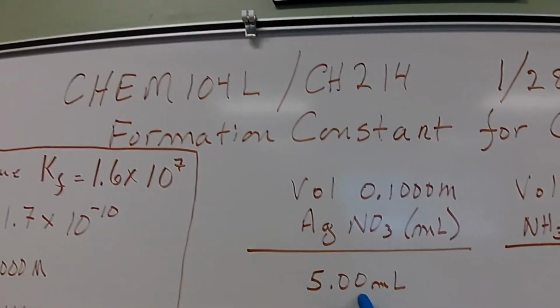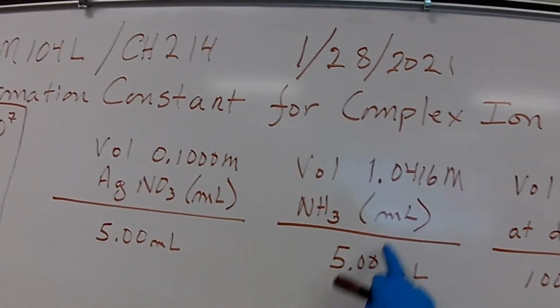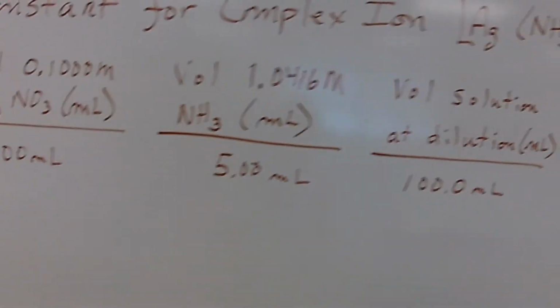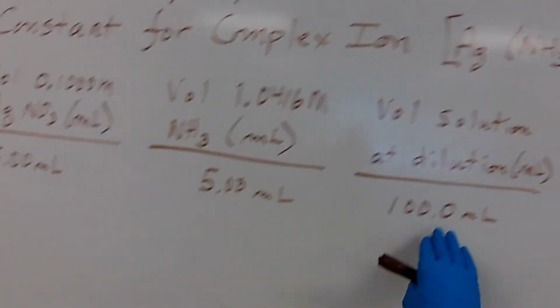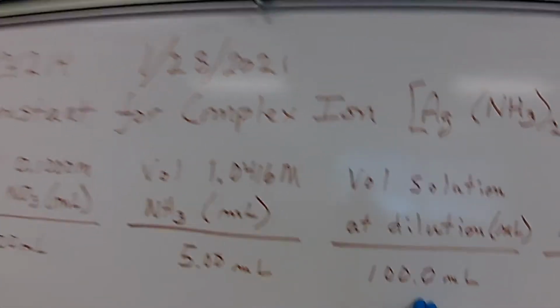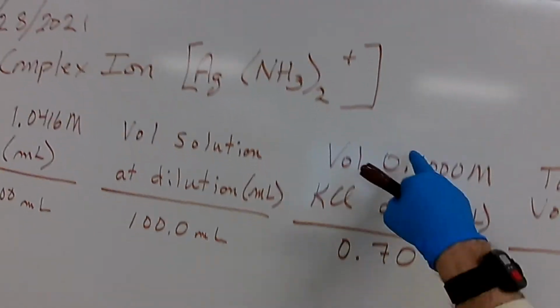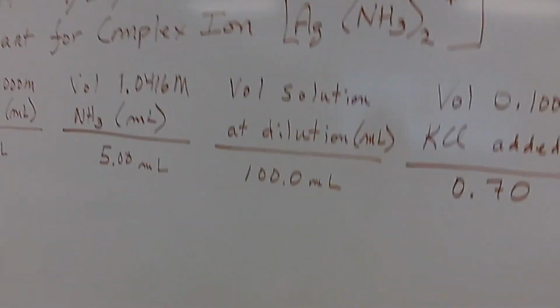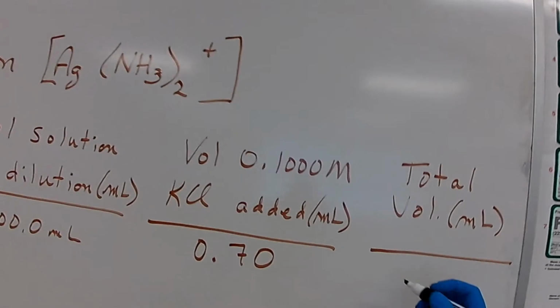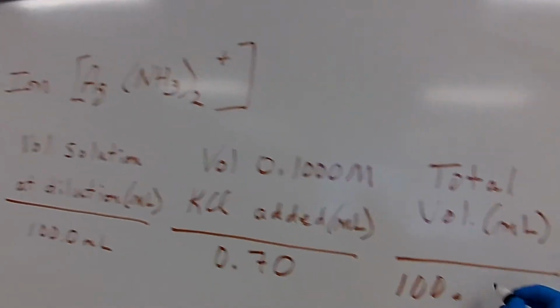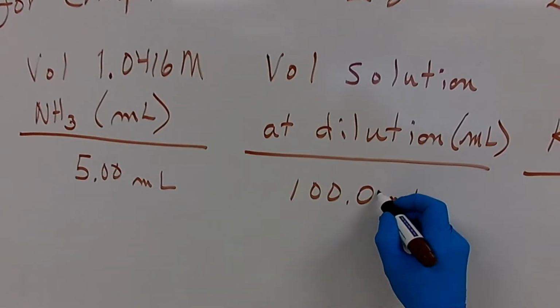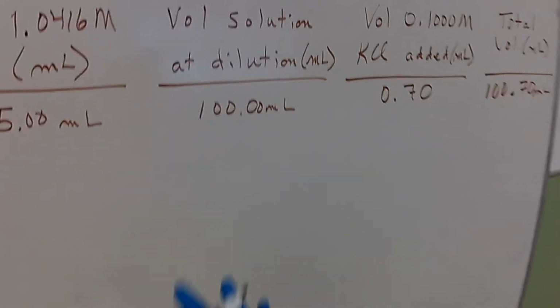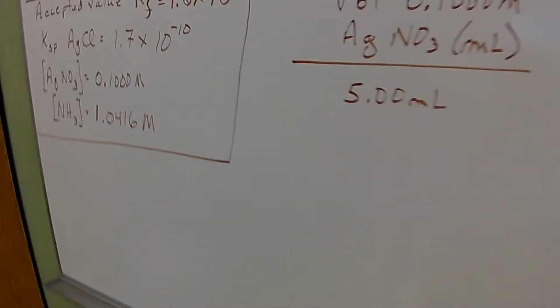Okay, so here's the volume of silver nitrate that we added. Here's the volume of 1 molar ammonia that we added. Here's the volume that these two were diluted to in the flask. And then we added some to it, right, when we titrated with potassium chloride. So the total volume, which we need to know later, the total volume is 100.70 milliliters. We can do this. That's okay. To be sure that we have everything included.